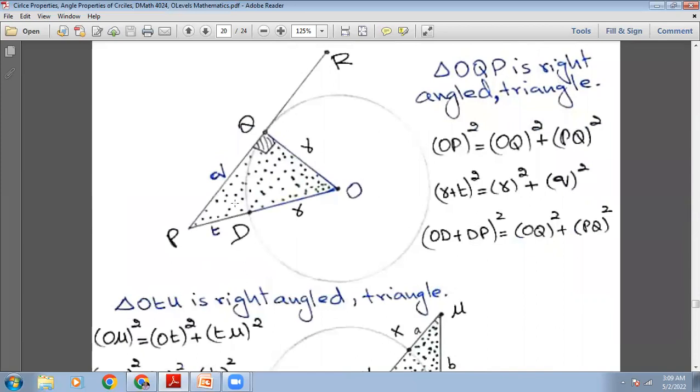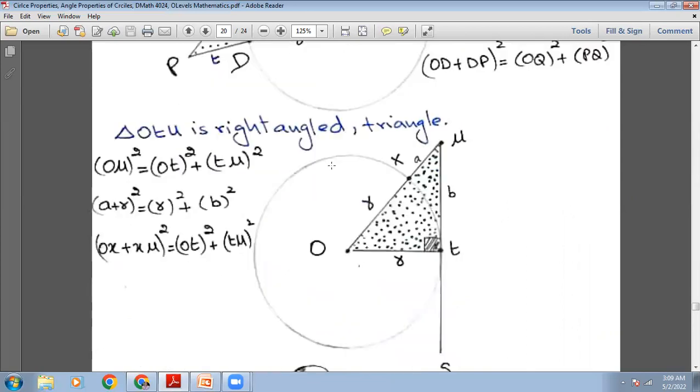Here is another example. This is a tangent. PR is a tangent. Q is the point of tangency. This is a radius at the point of tangency. So they make a 90 degree angle with each other. If I join P with O, it will be a right angle triangle. So you can apply Pythagoras. So OP squared will be equal to OQ squared plus PQ squared.